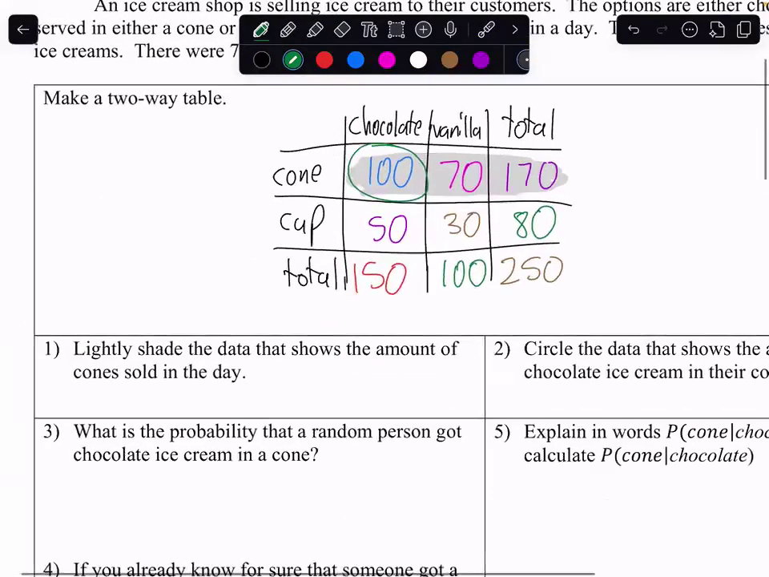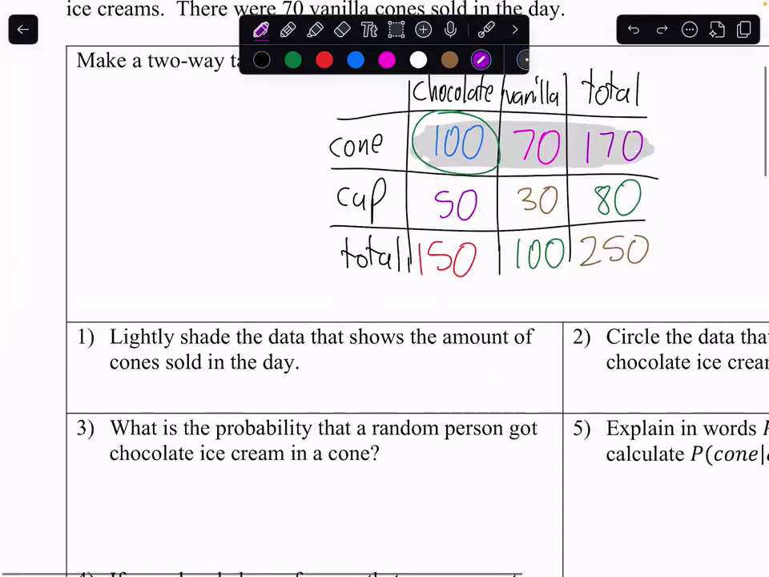Okay, so next, bringing back probability. What's the probability that a random person got chocolate ice cream in a cone? Okay, so there's two requirements, right? They not only needed to get the flavor of chocolate, they needed to get it served in a cone. Okay, so remember, we can express probabilities using notation, probability, and then parentheses. Okay, so I'll just say chocolate in cone.